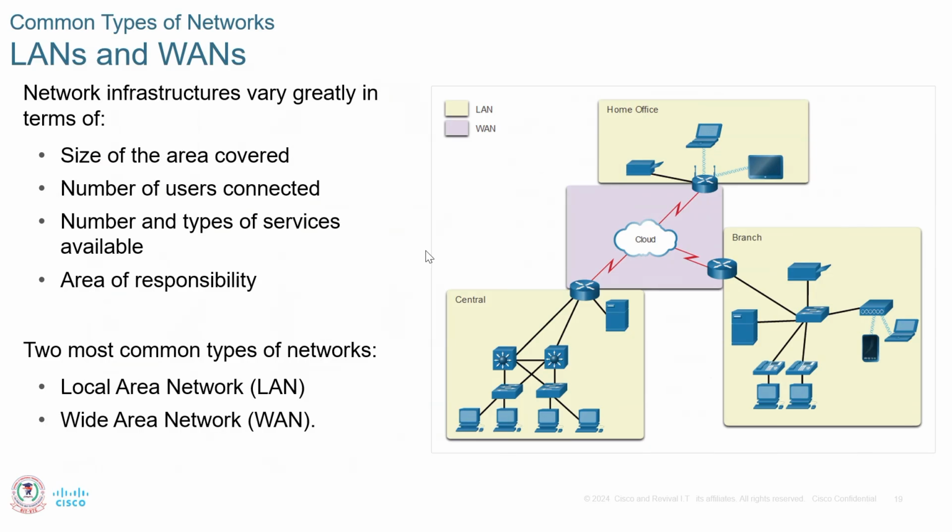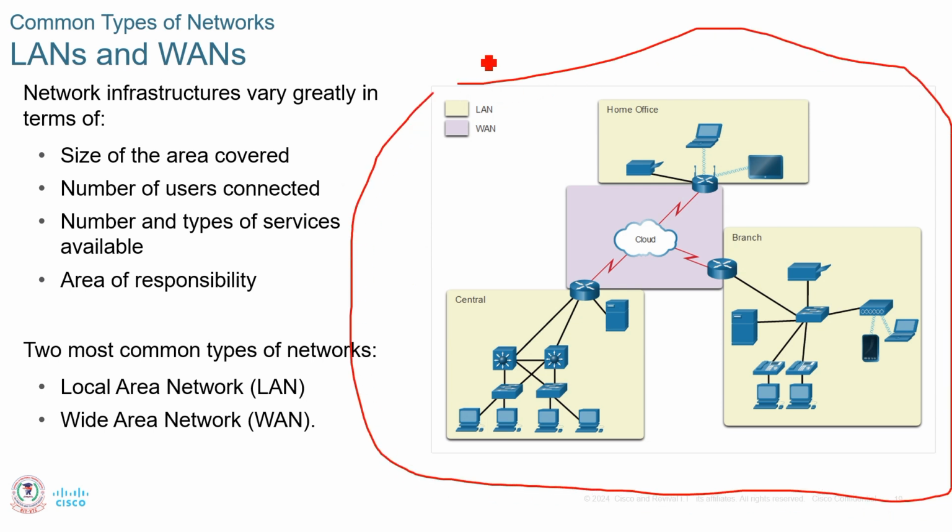A local area network, if you look from this diagram here, you see the different colors. As I just explained previously, this is a wide area network. I say a wide area network is an interconnection of two or three local area networks. This is a network of a company, and this is a home office of maybe the CEO of the company. This is a central headquarters and this is a branch.